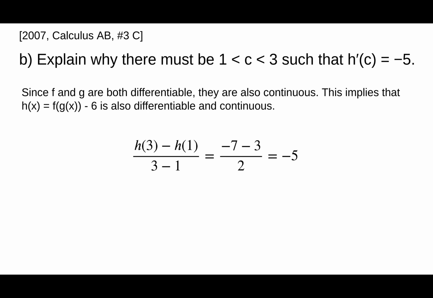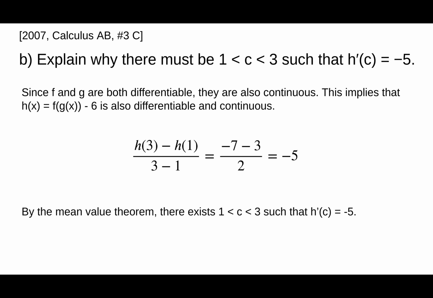All right, so this sounds like a mean value theorem problem. If I find h of 3 minus h of 1, over 3 minus 1, I get negative 5. So based on the mean value theorem, there has to be a value of c somewhere between 1 and 3, where h prime of c takes on this value of negative 5.